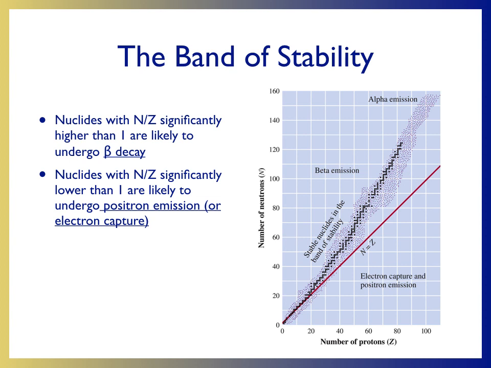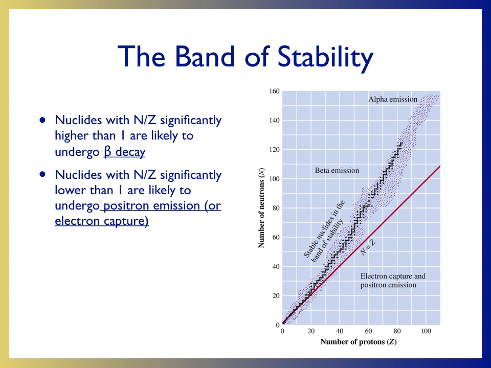On the other hand, if the N to Z ratio is significantly lower than 1, the nucleus will undergo either a positron emission or electron capture. This is because both processes convert a proton into a neutron, which will increase the N to Z ratio and move the nucleus closer to the band of stability.